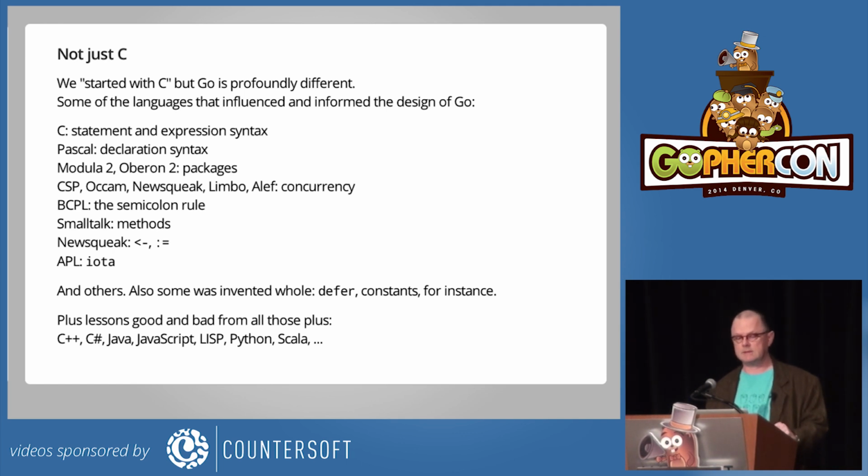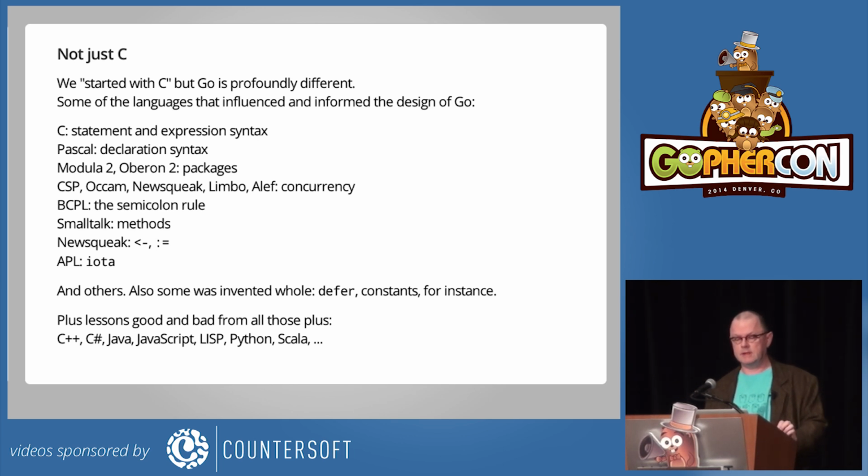The declaration syntax is out of Pascal. Wirth's languages, the various modules in Oberon, delivered something close to the package form, although again, it's a little different. Of course, the whole CSP branch of concurrent programming has a huge effect on Go. The semicolon rule was lifted right out of BCPL, which most of you have never even seen, let alone written in. The way the methods work is much closer to Smalltalk than, say, Java or C++.